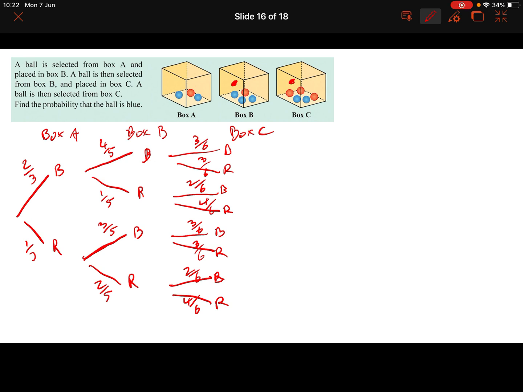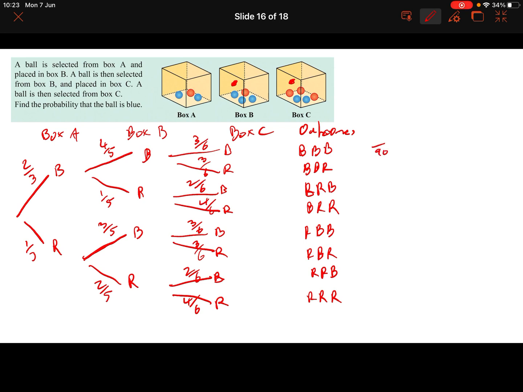Don't be lazy, okay? Do your proper outcomes. So I can basically select a blue, blue, blue, blue, blue, red, blue, red, blue, blue, red, red, red, blue, blue, red, blue, red, red, red, blue, and red, red, red. Probabilities are, where the denominator is always going to be the same, 3 times 5 times 6 equals 90. So the denominator is always 90. And 2 times 4 is 8, 24.